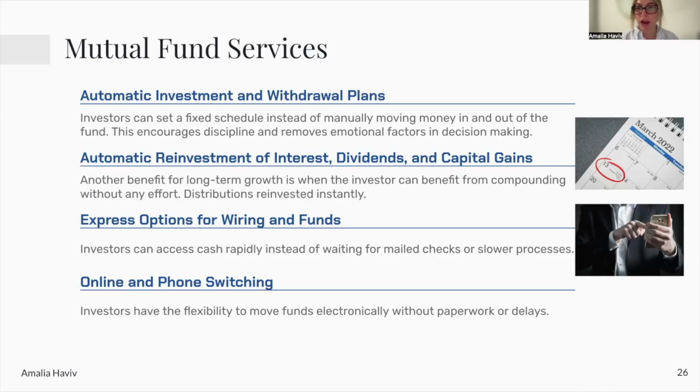Express options for wiring and funds allow investors to access the cash rapidly instead of waiting for those slower processes like mailed checks. And another service that increases the time efficiency is online and phone switching. So investors have that flexibility to move their funds electronically without paperwork or delays.